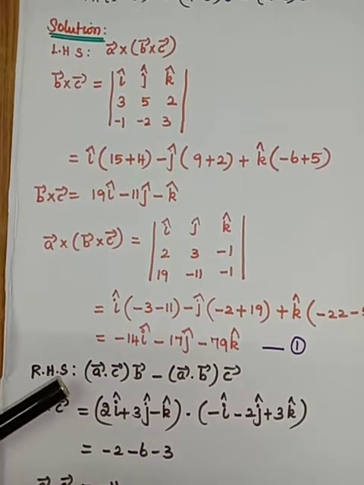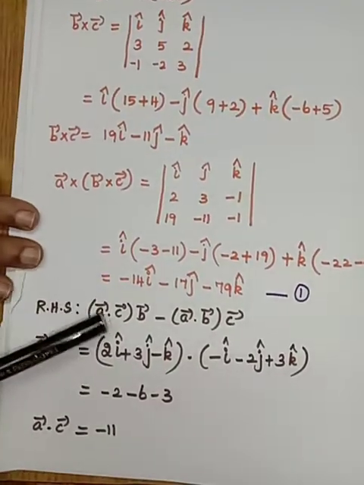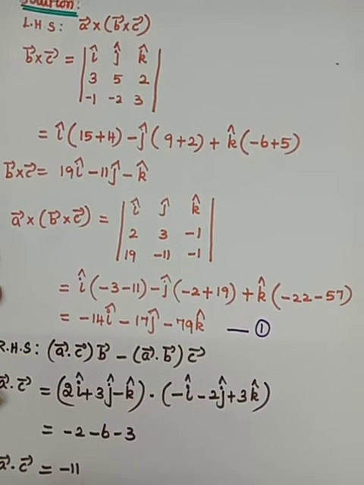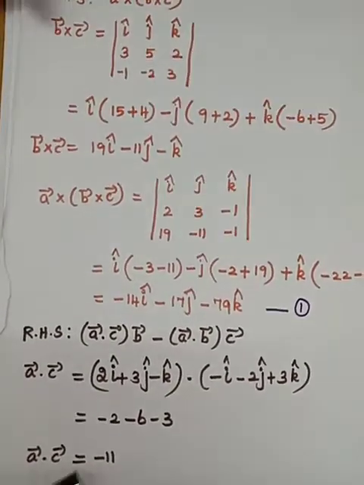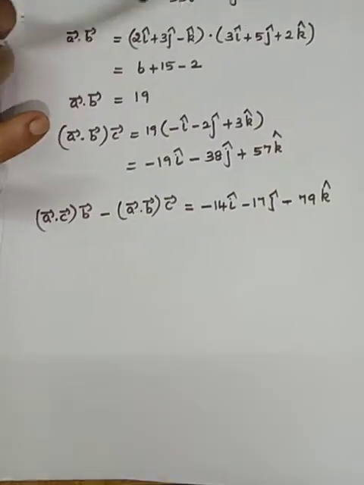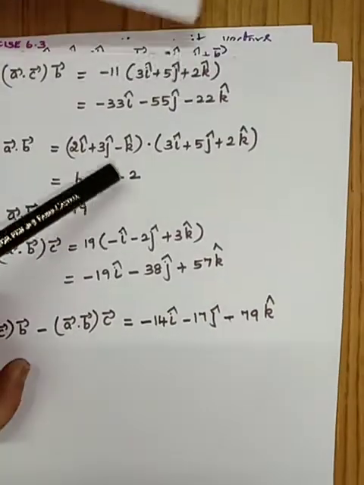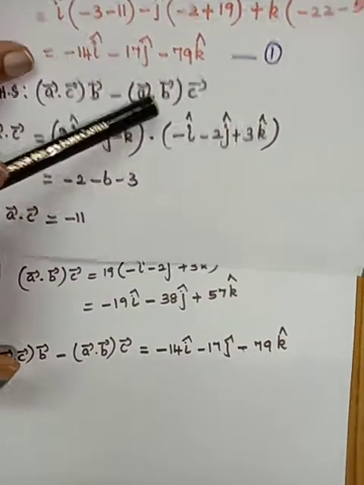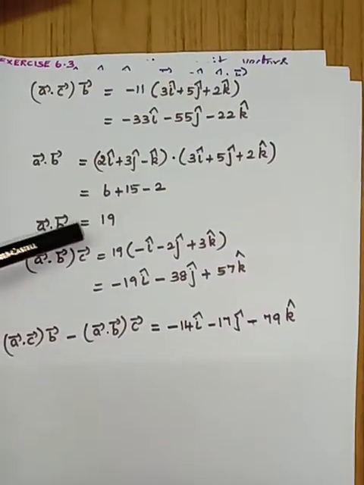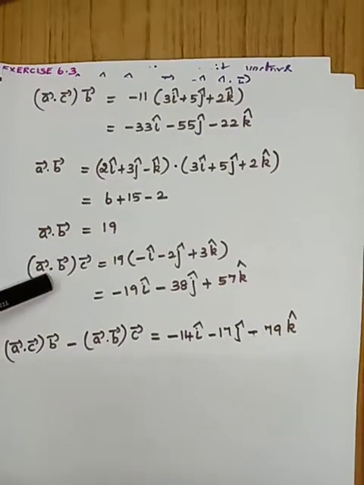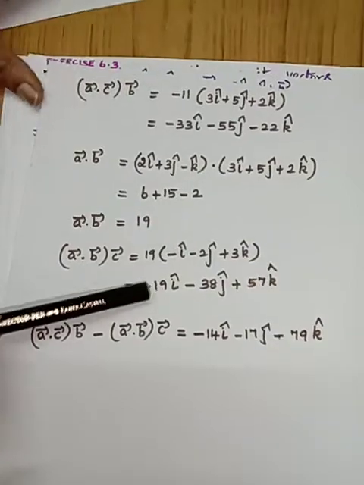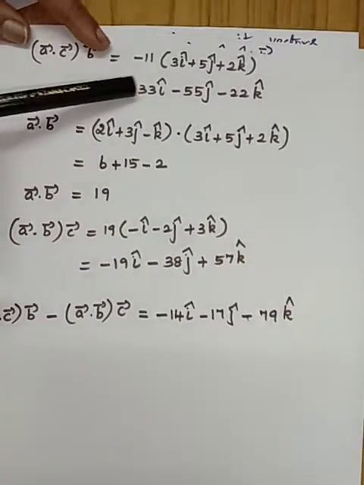Next, in the same way, take the right hand side term. So this is the right hand side term. Go for the first term, that is here you are having a dot c. So already we have found a dot c. So it is minus 11. This minus 11 has to be multiplied with b. So you will get this answer. What is the second term here? It is a vector dot b vector. So you have to take the dot product between a vector and b vector. You will get the answer as 19. So this 19 number has to be multiplied with the c vector. You will get this. So this vector has to be subtracted from the first term vector.